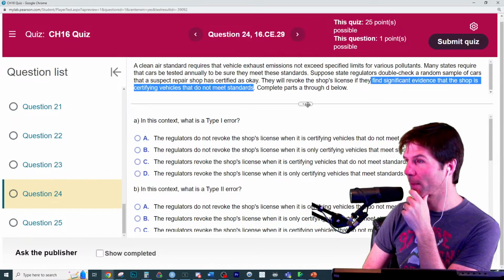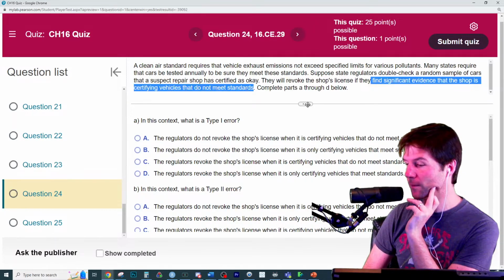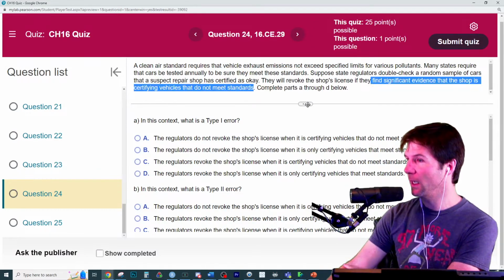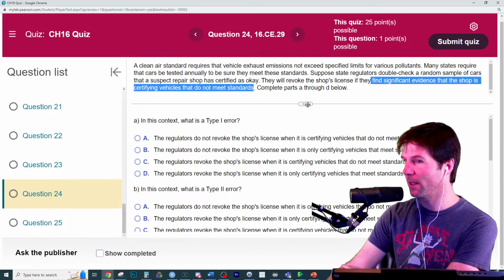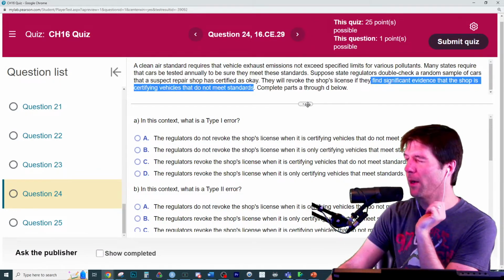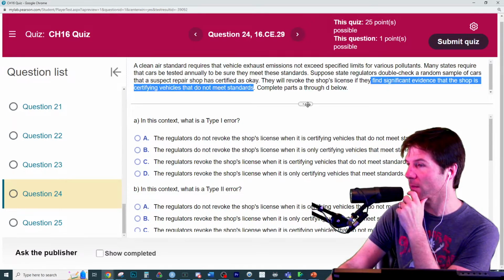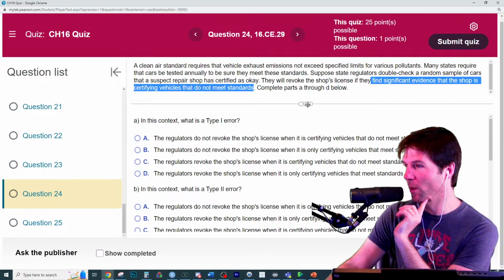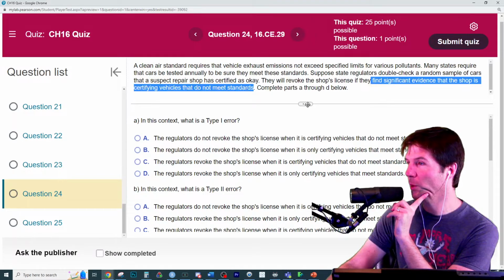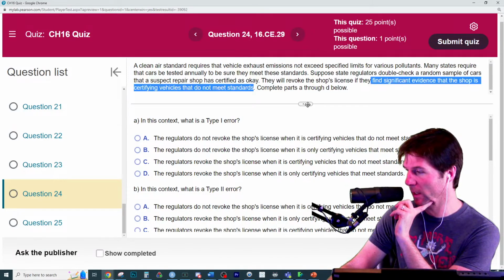What is the null hypothesis right here? This is the key to solving this problem. The key to this problem is what is the null hypothesis? And then we review what is type 1, type 2 error. What is the null? So they're looking for significant evidence that the shop is certifying vehicles wrongly.